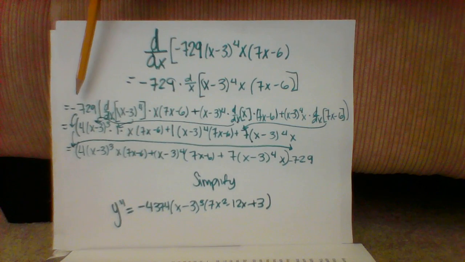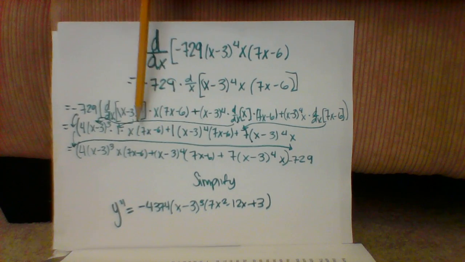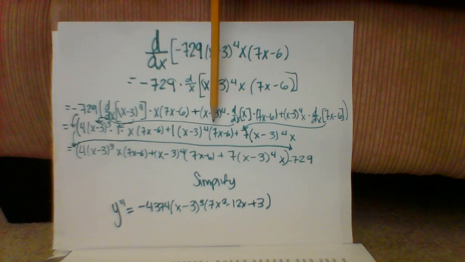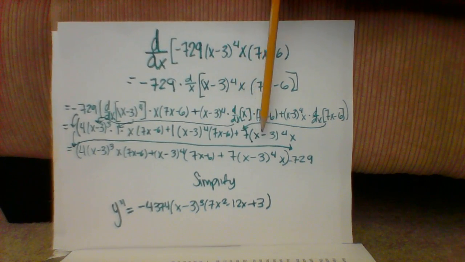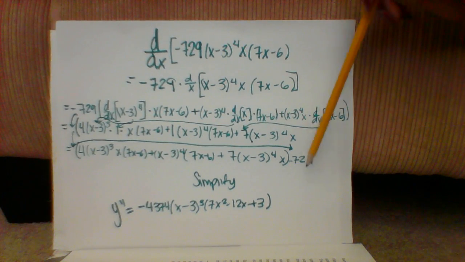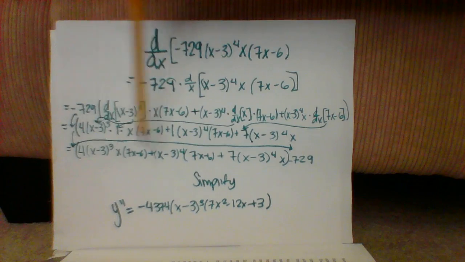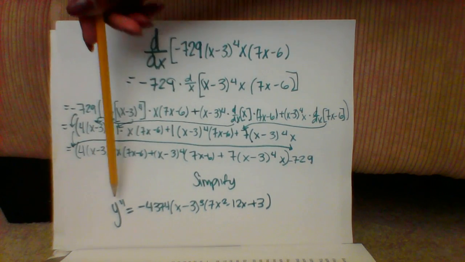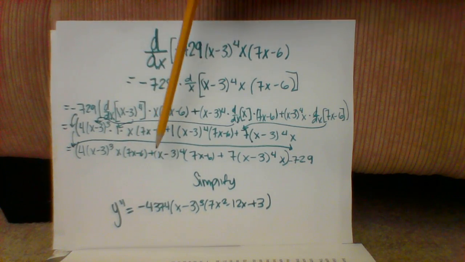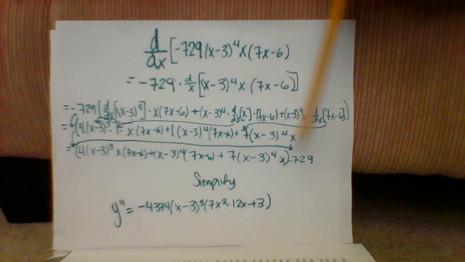And so in all, you should get negative 729 times [4 times (x minus 3) to the 3rd times 1 times x times (7x minus 6) plus 1 times (x minus 3) to the 4th times (7x minus 6) plus 7 times (x minus 3) to the 4th times x]. And here, you'll just distribute the negative 729 to this entire expression. And when you simplify, you should get negative 4,374 times (x minus 3) to the third times (7x squared minus 12x plus 3).